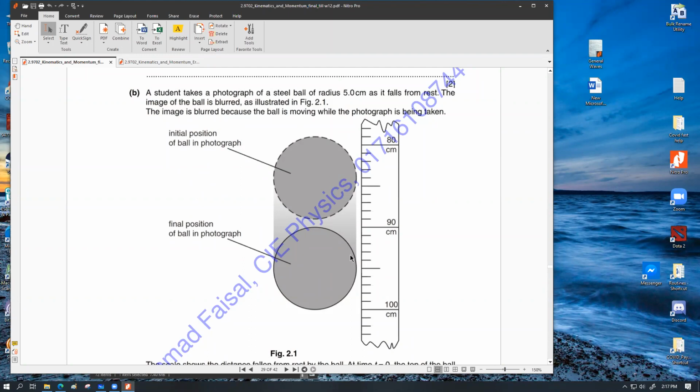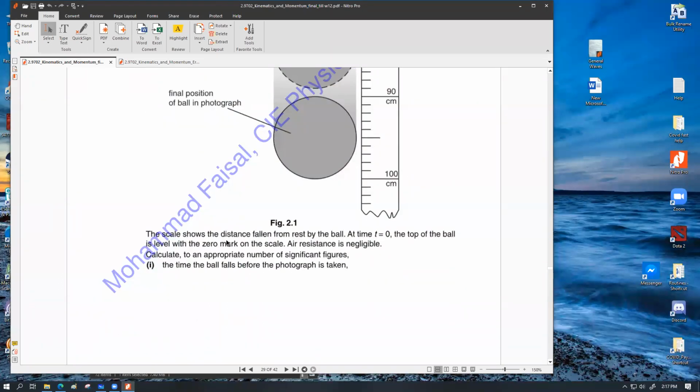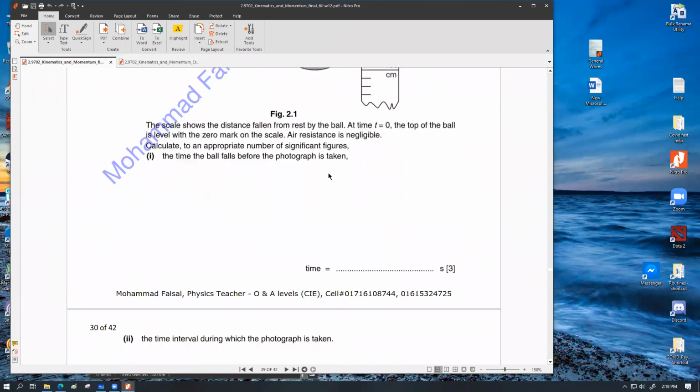So we're gonna go forward with how to work with this thing. The question says the scale shows. Sajid, which part was your problem in? Okay, I'm gonna cover the whole question. The scale shows the distance fallen from rest by the ball at time t equals 0, the top of the ball is level with the 0 mark on the scale. Pay very close attention to this sentence. The scale shows the distance fallen from rest by the ball. So they are now telling us that the ball was starting from rest, which means we are eligible to use this equation for our math, because this equation was applicable for an object that would essentially start from rest.